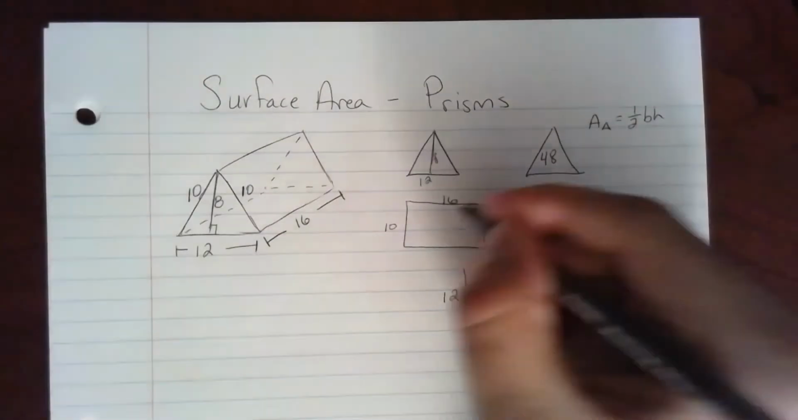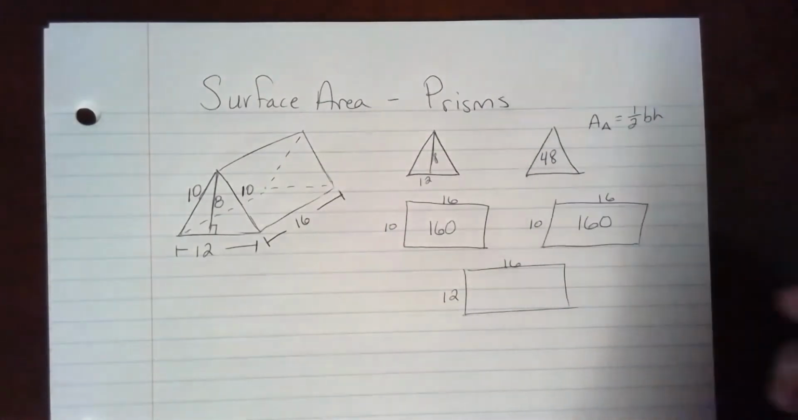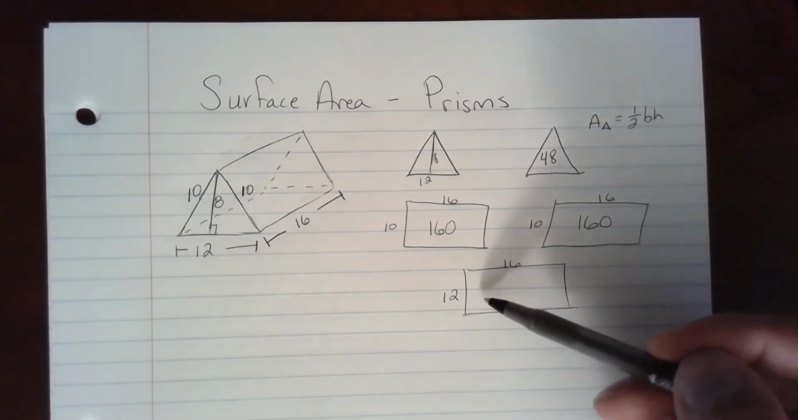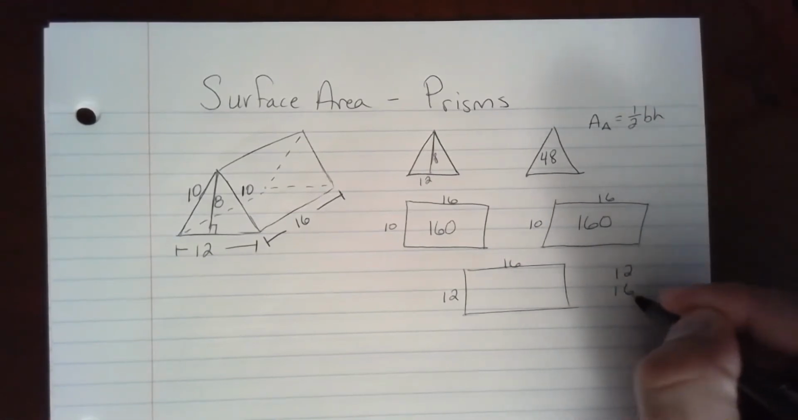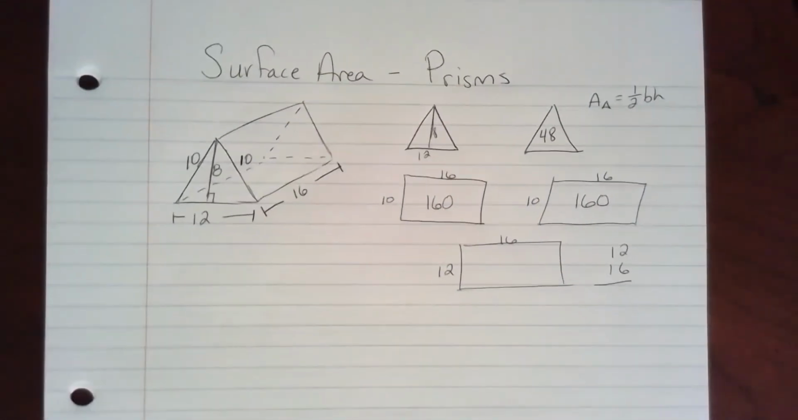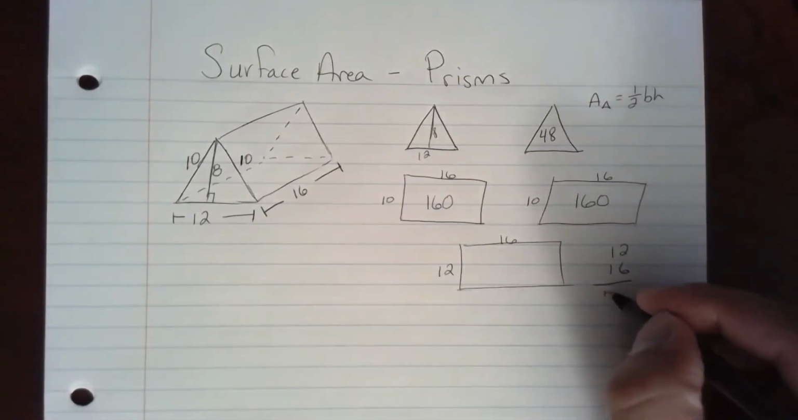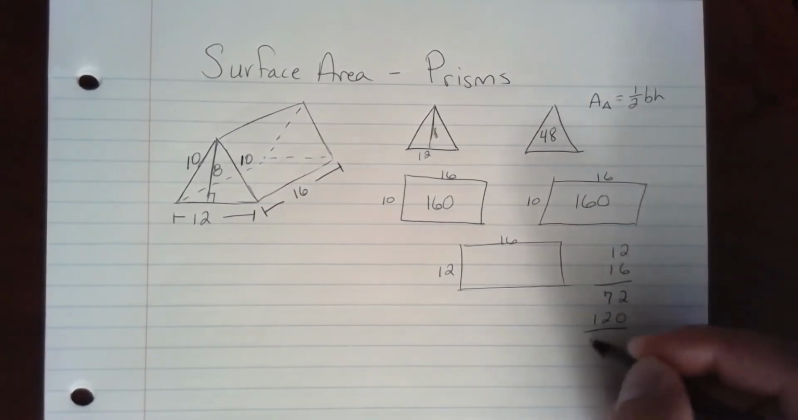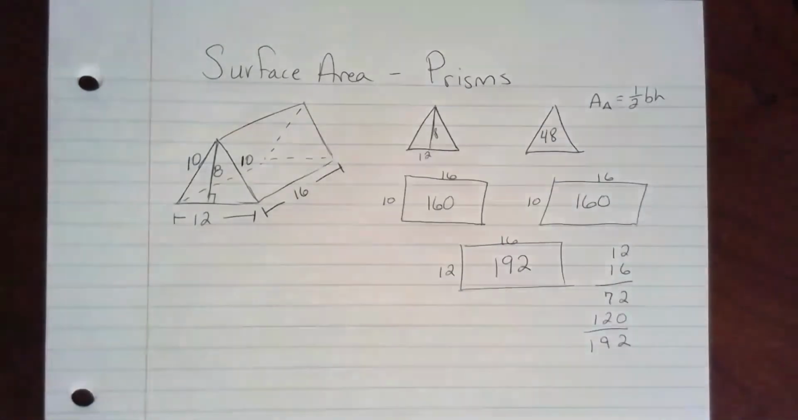We have two rectangles that have 160 for their area. And then here we have 12 times 16. If you're not familiar with this particular one, you can do a little bit of multiplication very quickly. We know that 6 times 12 is 72, and we know that 10 times 12 is 120. So we get 192 for the area of this rectangle. That's kind of like the bottom of this shape right now, if you want to think about it that way.